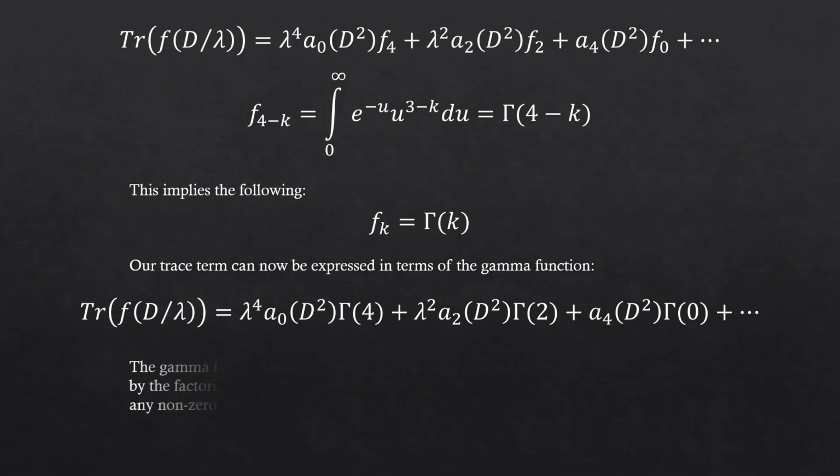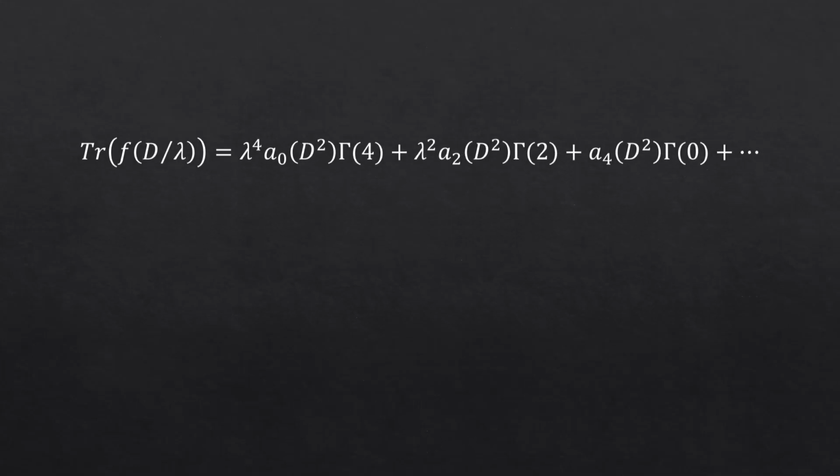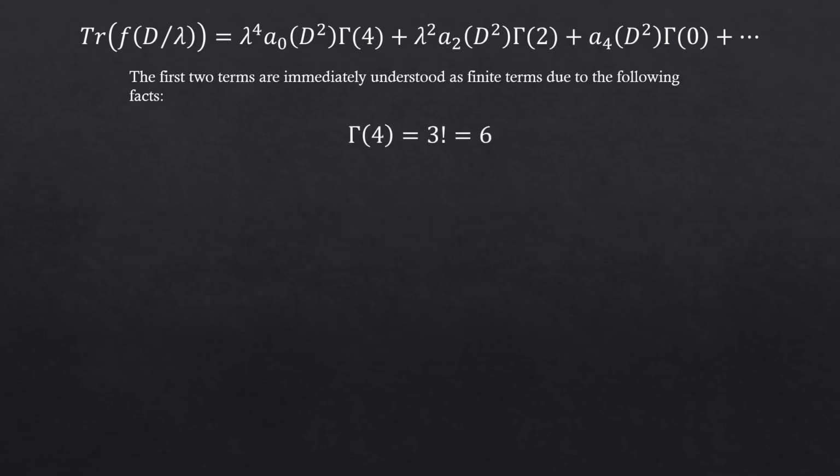Gamma of 0, however, is a divergent term. But for any non-zero positive integer n, the gamma function can be represented by this finite n minus 1 factorial. And so our first two terms here, the cosmological constant term and the Ricci curvature scalar sector, which gives us general relativity, these are already finite terms. Because gamma of 4 just equals 6, and gamma of 2 just equals 1. So this simplifies the first two terms as follows.